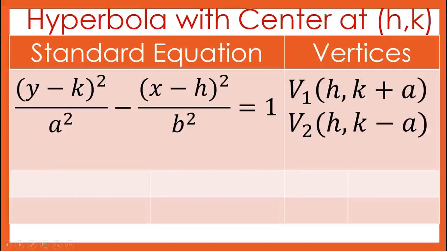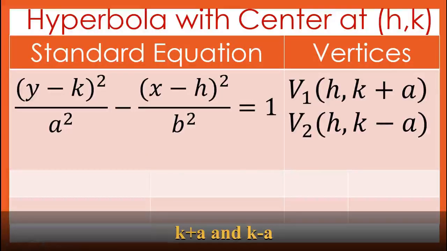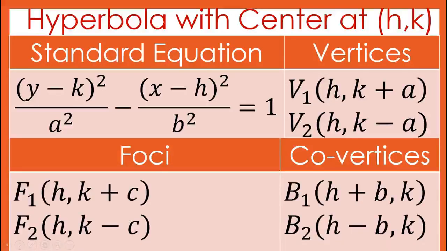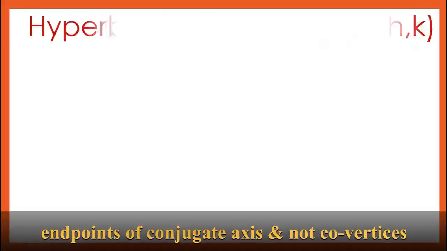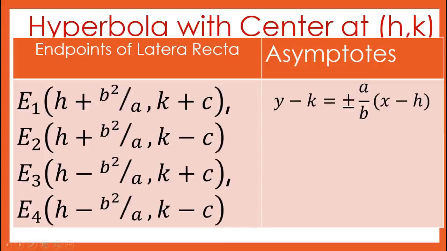The vertices are located at (h, k plus a), (h, k minus a). The foci are located at (h, k plus c), (h, k minus c). And for the co-vertices, actually this is the endpoints of conjugate axis, located siya sa B1, B2 at (h plus b, k), (h minus b, k). And for the endpoints of the latera recta, ito ang kanyang mga coordinates: (h plus b squared over a, k plus c), (h plus b squared over a, k minus c), (h minus b squared over a, k plus c), (h minus b squared over a, k minus c).